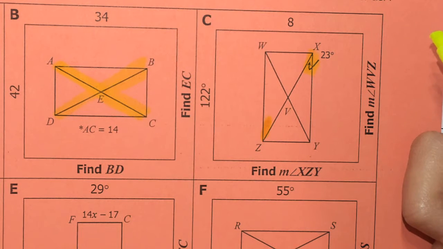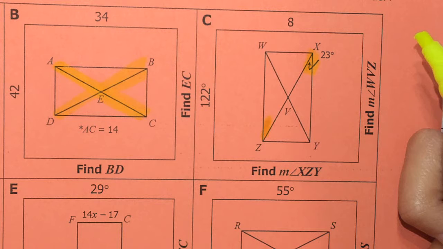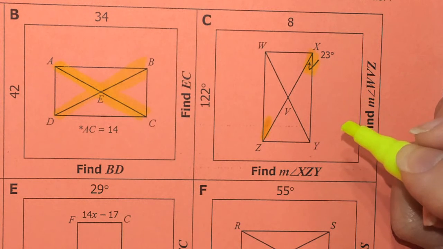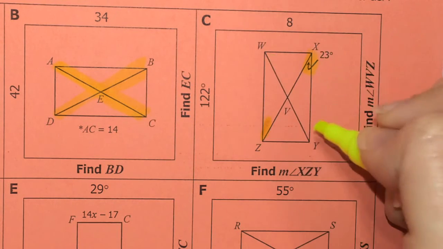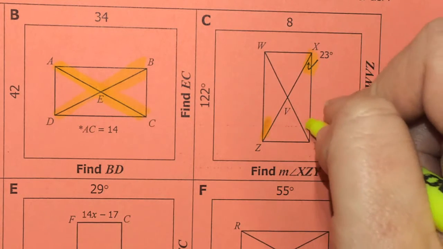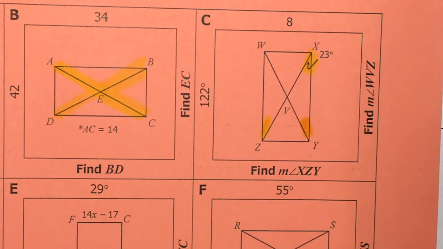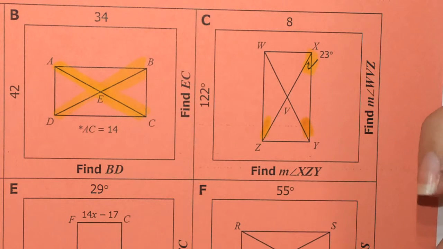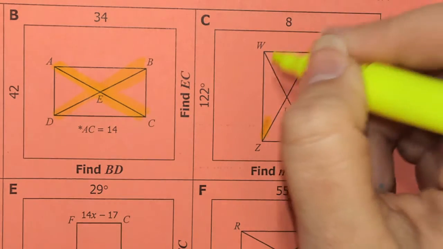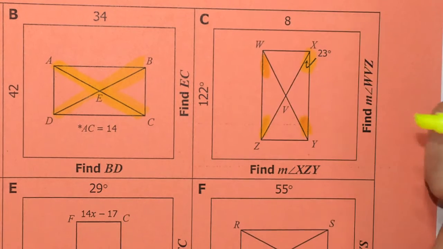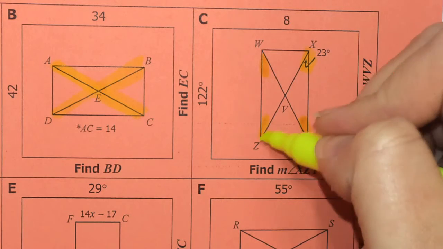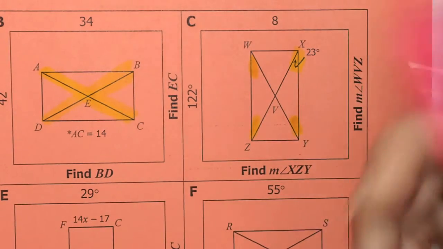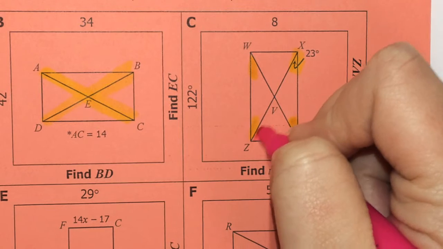Now, is there another one that is also 23? Yes. Which one? WYZ? WYX? Yep, that one is. Is there another one? There should be one more. ZWY. Yes, good. ZWY. Take a point. Now, it asks us for XZY, which is this angle right here.